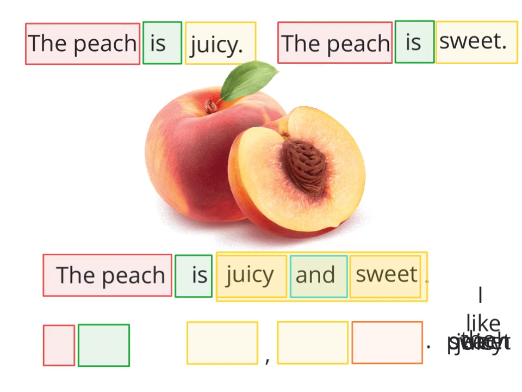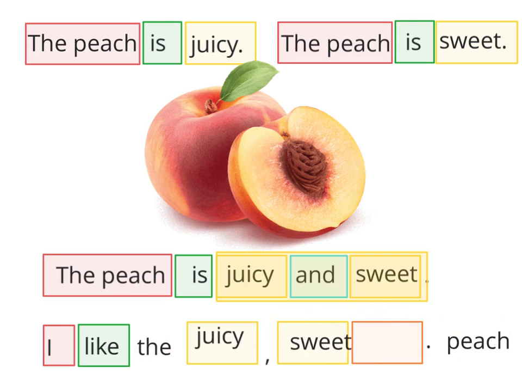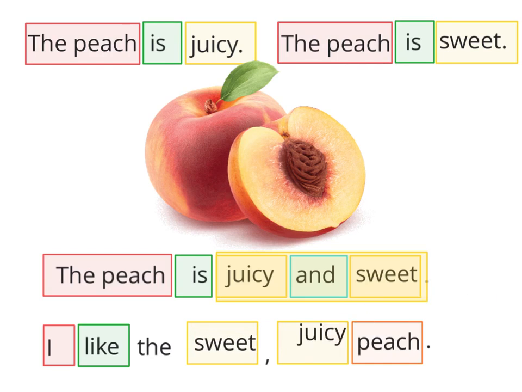The other way to combine these sentences is to say I, or have a subject, like, there's my verb, I'm going to say juicy, sweet, peach. Or I could say the sweet, juicy peach. Peach is just one, and so I need to have the word the. I use the word the because I know which peach I am talking about.